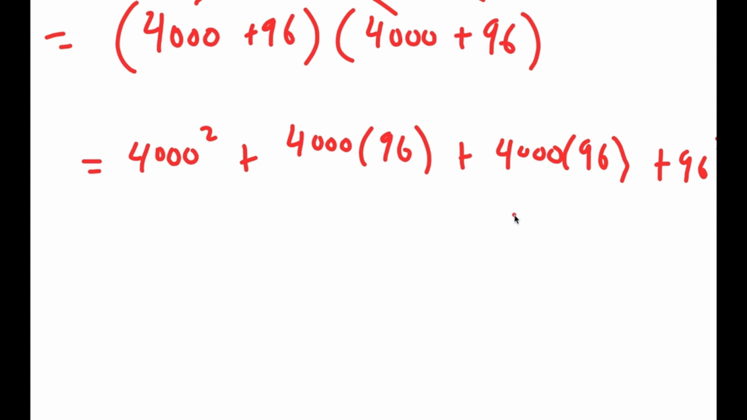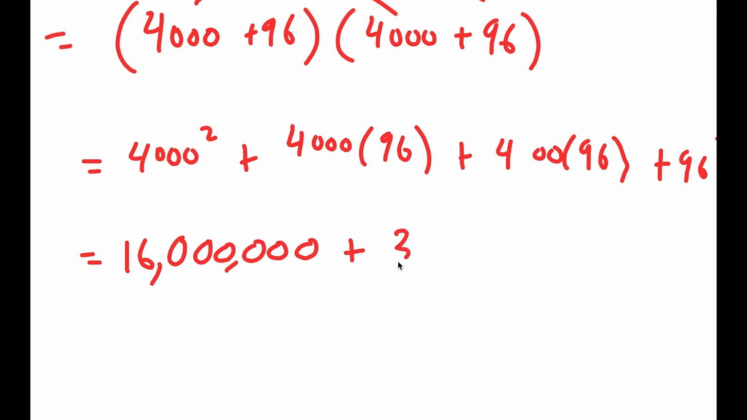Now, from here, 4,000 squared, well, this is simple because all we have to do is 4 squared, which is 16, and then 1,000 squared, which is a million. So a million has 6 zeros, so all we have to do is add 6 zeros to the end of this. So I get 16 million, it's 4,000 squared, plus 4,000 times 96. Well, 4 times 96 is 384, so then all we have to do is add 3 zeros to that. So I get 384,000.